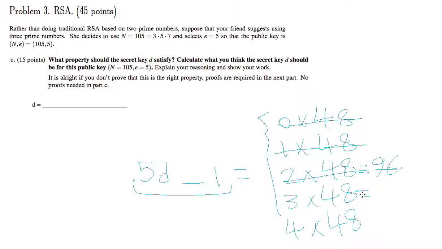How about 3 times 48? Well, 3 times 48 is equal to, okay, let's do the multiplication. It's equal to 144. Okay, so this case is the one that works. 5d minus 1, if it is equal to 144, then 5d is equal to 145. Okay, this means that d is 145 divided by 5, which gives us 29. So the answer is going to be d equals 29.